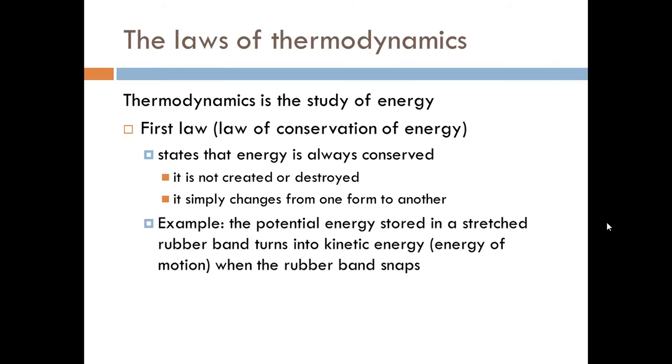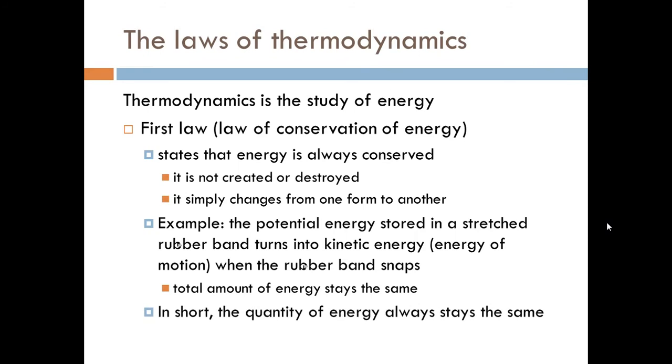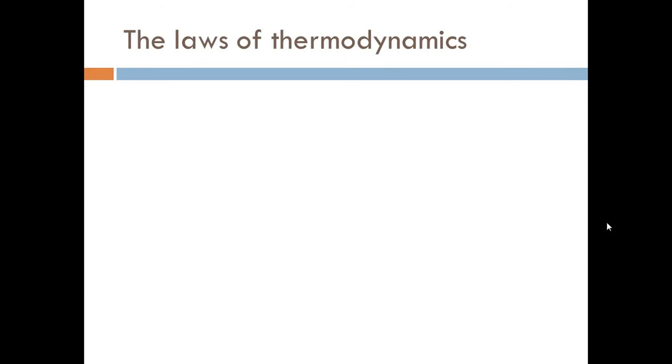Here's an example of how energy can change. If you have a stretched rubber band, when it's stretched out and being held there, that has potential energy. When the rubber band snaps, all of that potential energy turns into kinetic energy. The energy does not get destroyed, it simply changed forms. The total amount of energy in the system is the same. In short, the quantity of energy always stays the same.